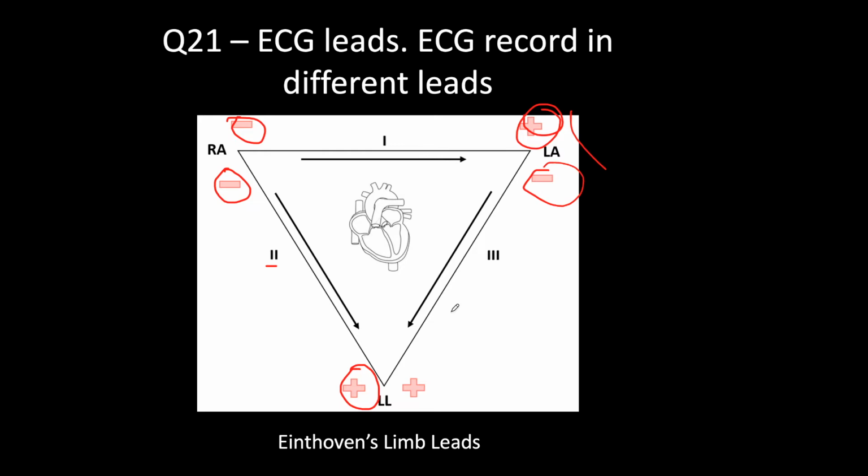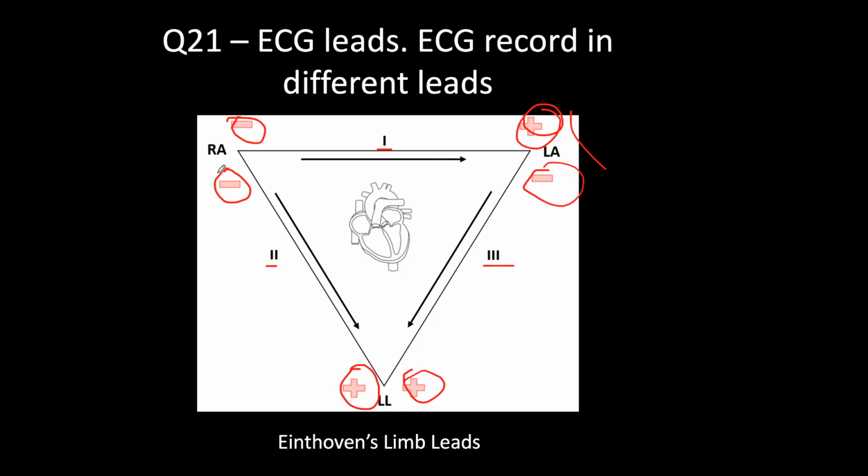As we said, the electrode placements: yellow, green, black and red for right arm. And then this gives leads 1, 2, and 3. One between the arms, 2 here, 3 here.